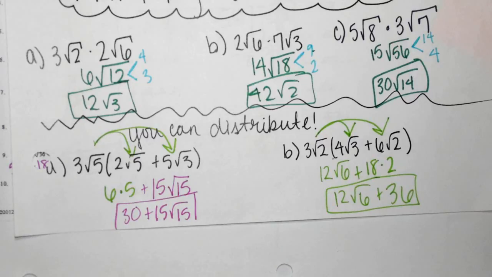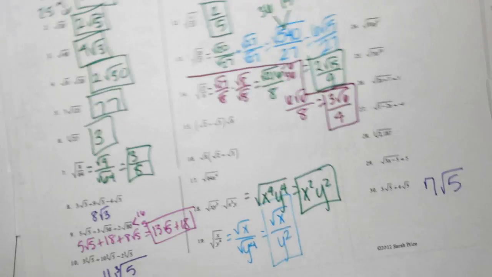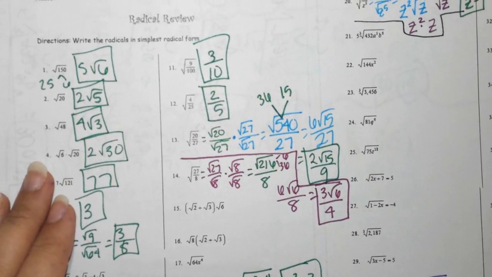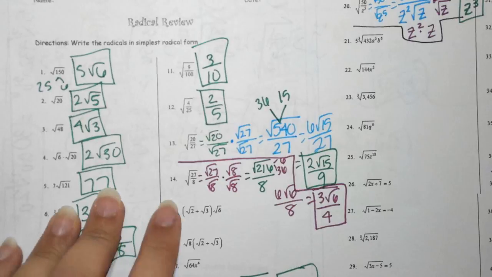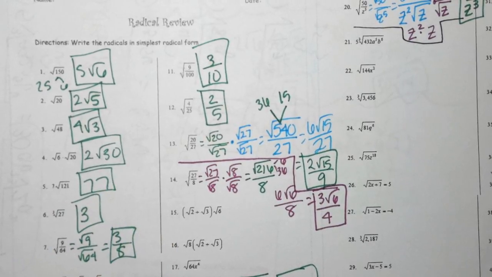You want to try one without me? 15 and 16, please. And 34. 15, 16, 34.